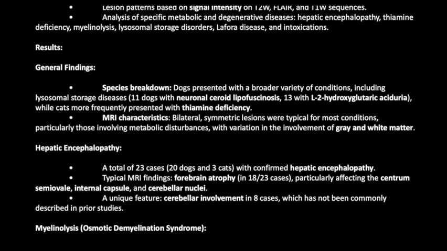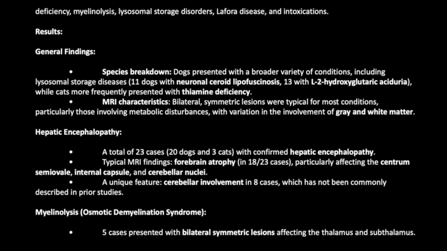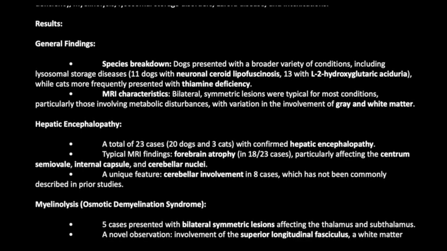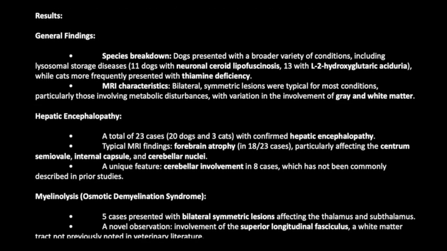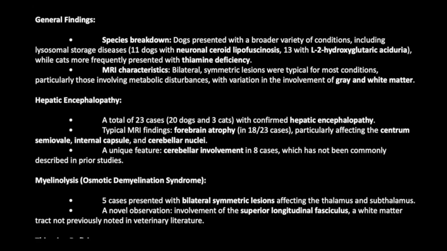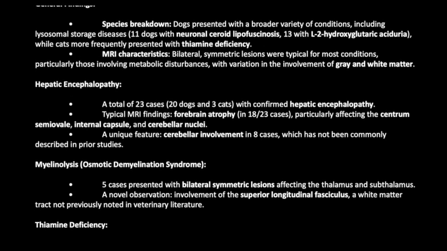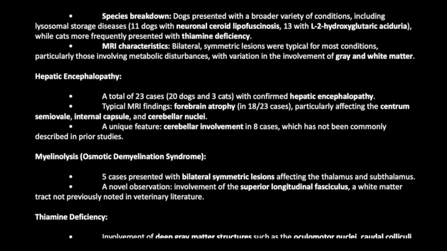Hepatic encephalopathy: a total of 23 cases, 20 dogs and 3 cats, with confirmed hepatic encephalopathy. Typical MRI findings: forebrain atrophy in 18 out of 23 cases, particularly affecting the centrum semiovale, internal capsule, and cerebellar nuclei. A unique feature: cerebellar involvement in 8 cases, which has not been commonly described in prior studies.